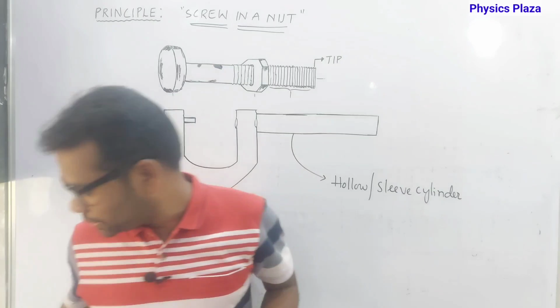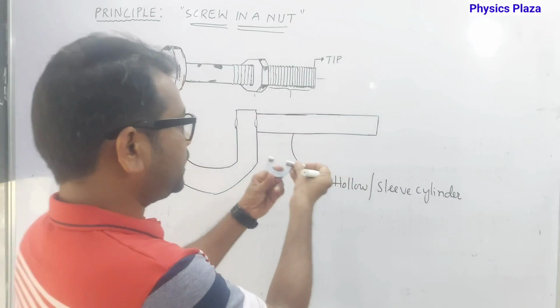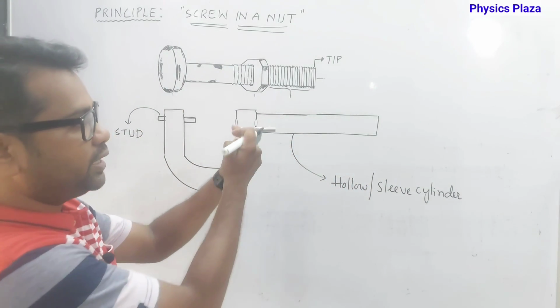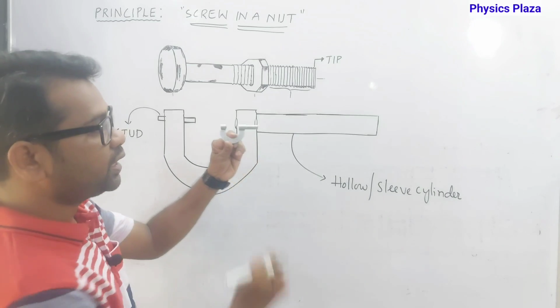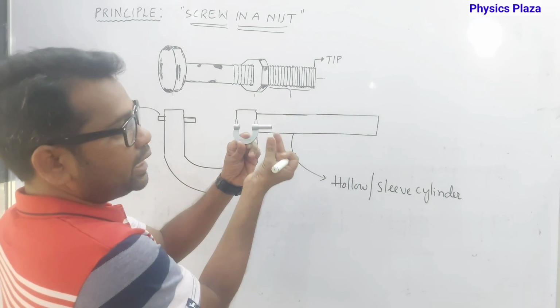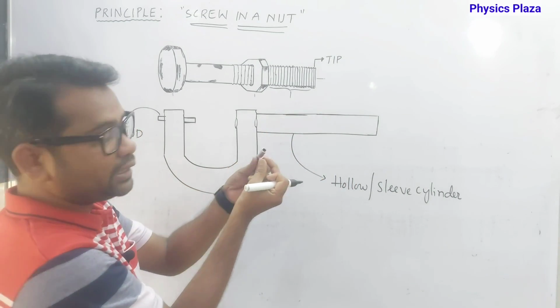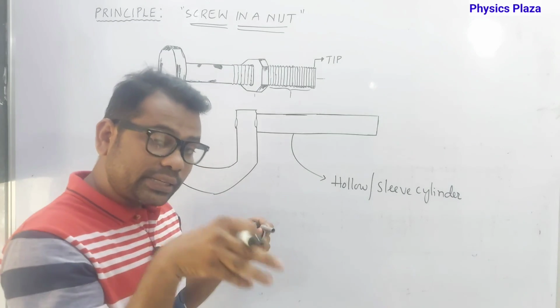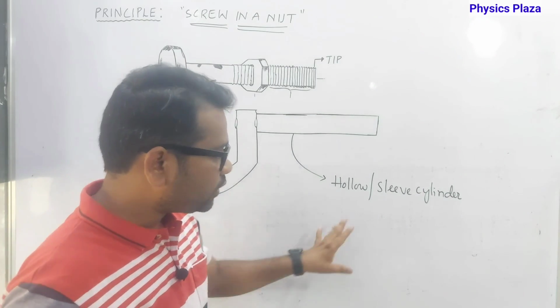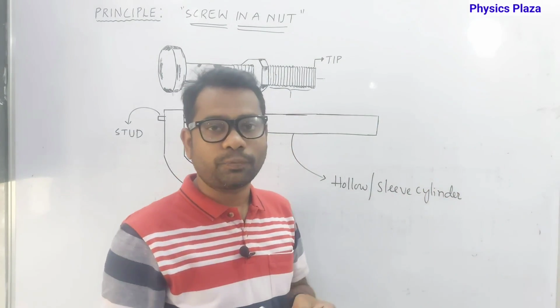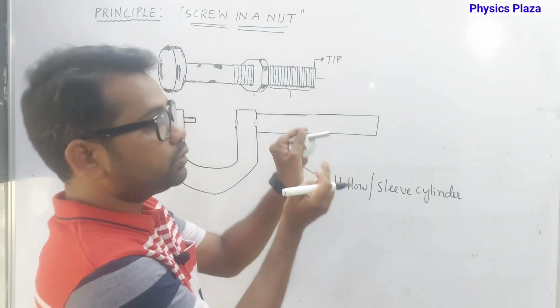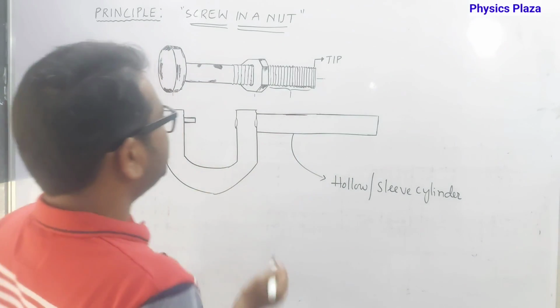Children, have patience. This is what I just made. It's a U-shaped metallic frame. On the right side, a hollow cylinder is fixed. We can call this a sleeve cylinder also. So this is going to serve as a nut like this.